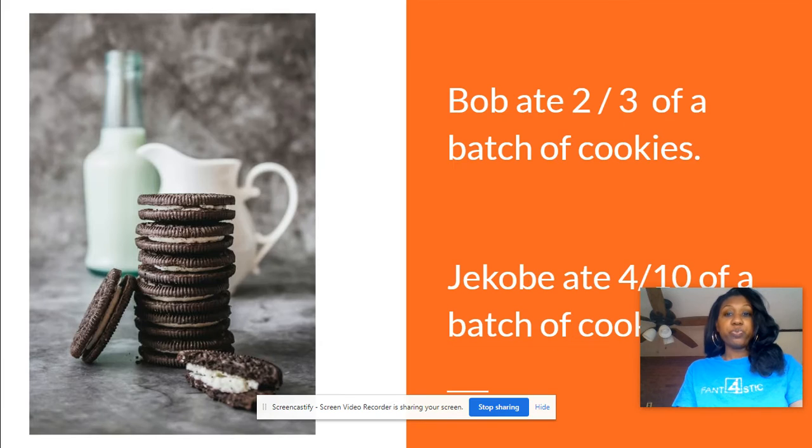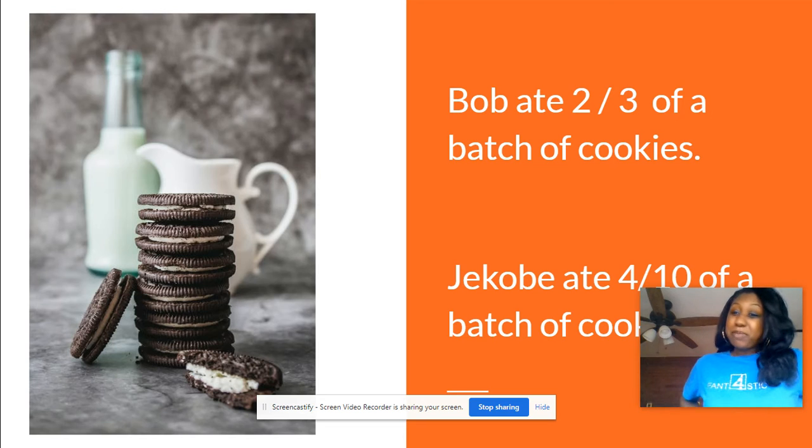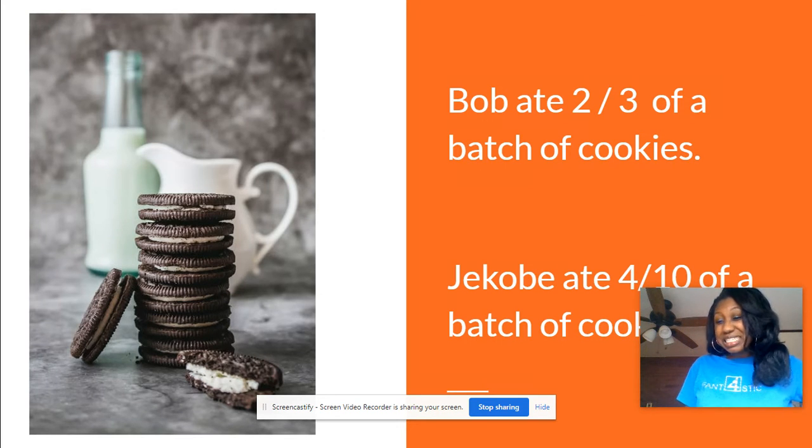Okay, so if I'm thinking about cookies, because my son loves cookies, his name's Jacoby, and Bob's my imaginary friend, and he loves cookies too. So Bob ate 2/3 of a batch of cookies, and Jacoby ate 4/10 of a different batch of cookies. I was busy baking. Okay, they were arguing, trying to figure out who ate more cookies, which means that they're going to have to brush their teeth. But that's a different story, okay?